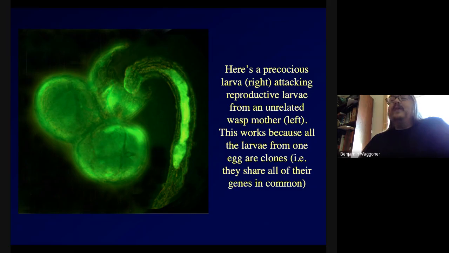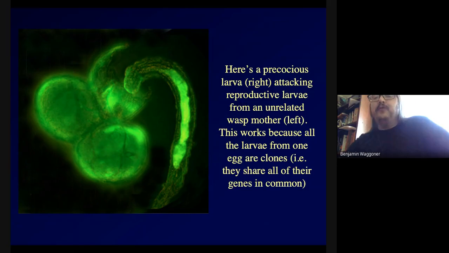And it works in this case because those precocious larvae, since they're clones, are genetically identical to the reproductive larvae. The precocious larvae don't reproduce. They will die inside the host, but they will pass on as many of their genes as they would if they could reproduce because they save the lives of their identical twins. So this actually works as a neat case of evolutionary altruism.